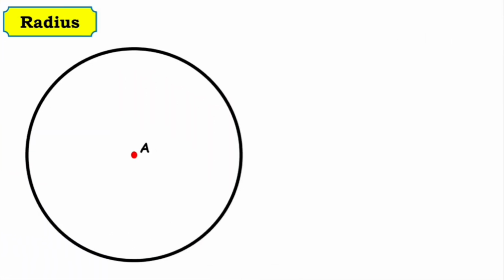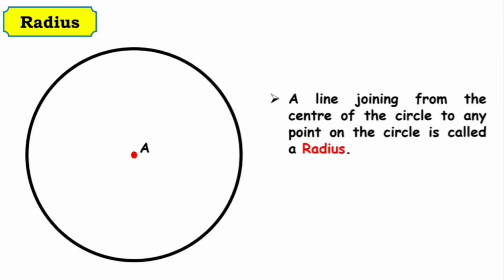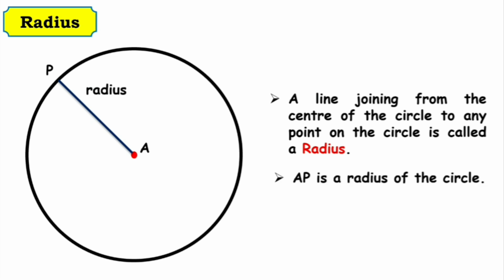Now, let us learn about radius. A line joining from the center of the circle to any point on the circle is called a radius. So children, this is a center point and we took one point on the edge of a circle over here as P, and then we joined this line. So this line is called radius. So here AP is a radius of the circle.